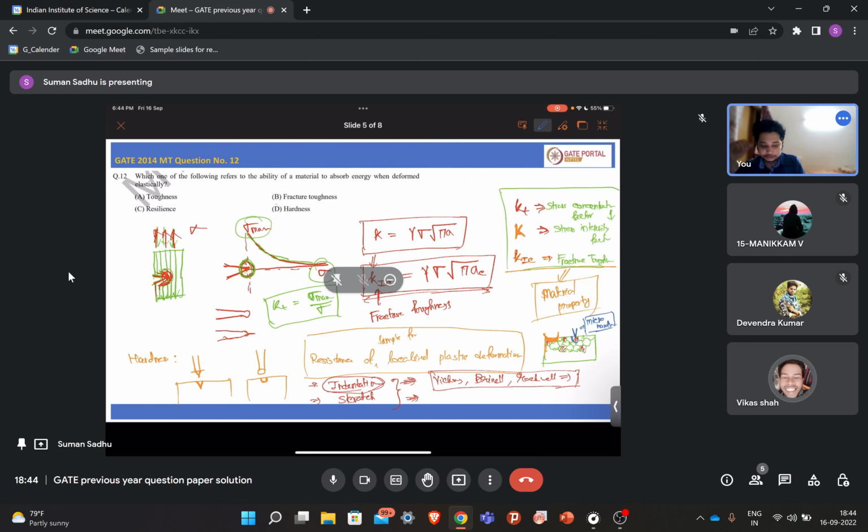Toughness, fracture toughness, resilience, and hardness. All four terms now we are familiar with. What are the differences between these? Anyone has any doubt?